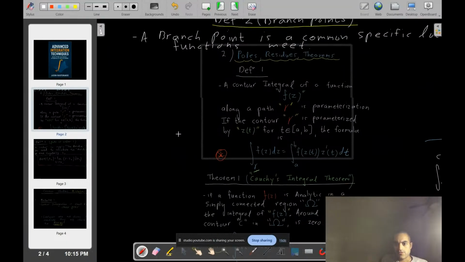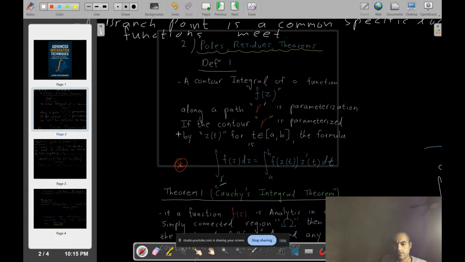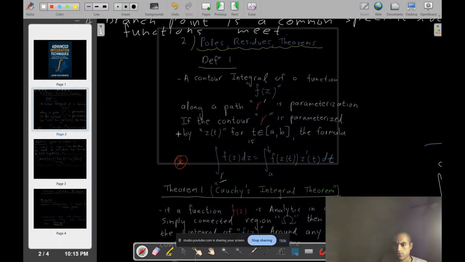So if everything is clear, let me know. I can move into definition 1 and reiterate what I mean here. Is everything okay?